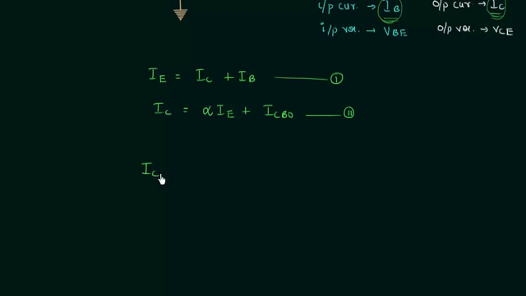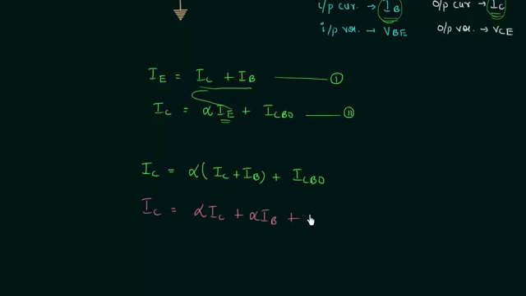We can write IC equal to alpha times inside the bracket IC plus IB, because IE is equal to IC plus IB, plus ICBO. I will open the bracket and we have IC equal to alpha times IC plus alpha times IB plus ICBO, or we can write (1 minus alpha) IC equal to alpha IB plus ICBO.